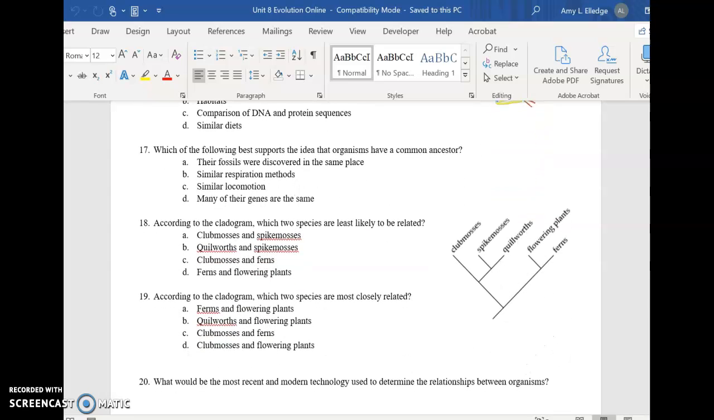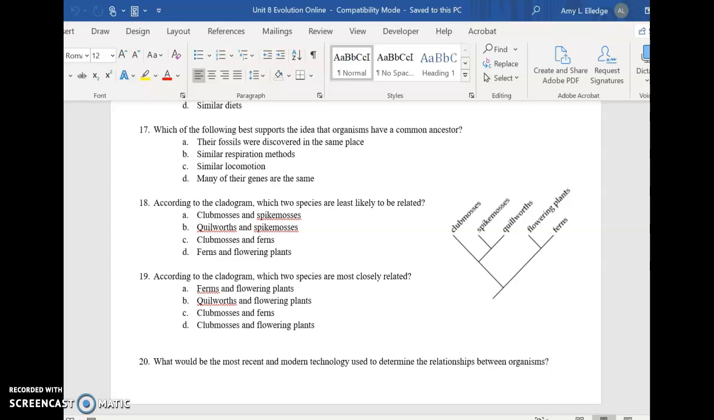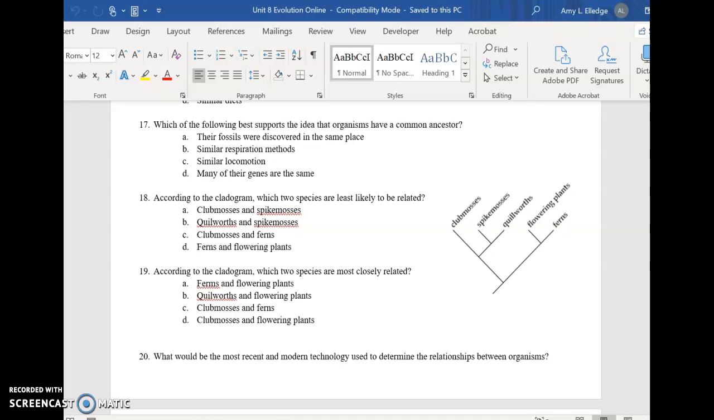17, which of the following best supports the idea that organisms have a common ancestor? Their fossils were found in the same place. Just because your fossils were found in the same place doesn't mean you're related. Similar respiration methods, well, a lot of organisms have the same respiration methods. Similar locomotion, not necessarily, because we have birds that fly and birds that don't. Many of their genes are the same. Ding, ding, ding. Definitely that one, okay?